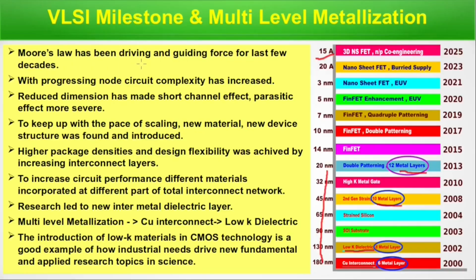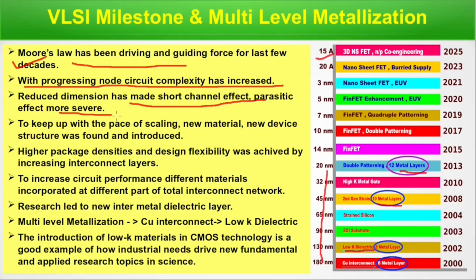Moore's law has been the driving and guiding force for the last few decades. With progressing node, circuit complexity has increased. Feature size reduced, individual device size reduced. As a result, more and more devices could be accommodated within the chip. Now, reduced dimension has made short channel effect and parasitic effect more severe. We have already discussed parasitic effect in our interconnect series. To keep up with the pace of scaling, new material and new device structures were found and introduced.